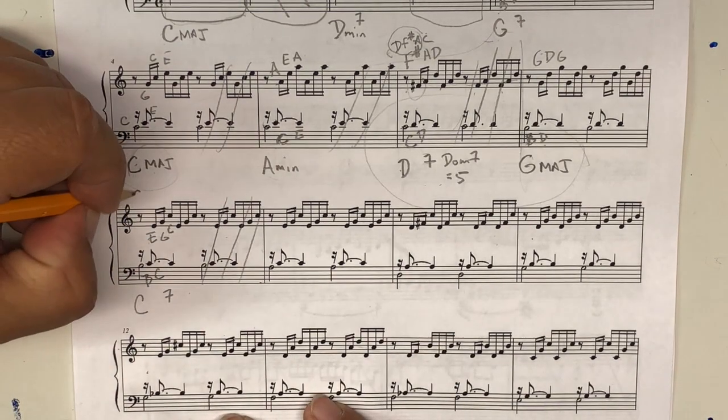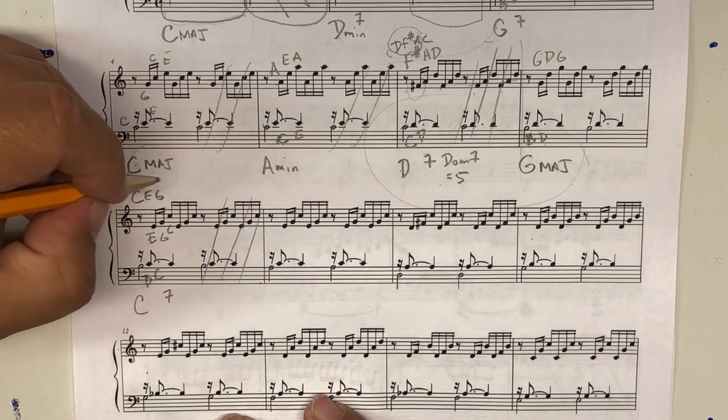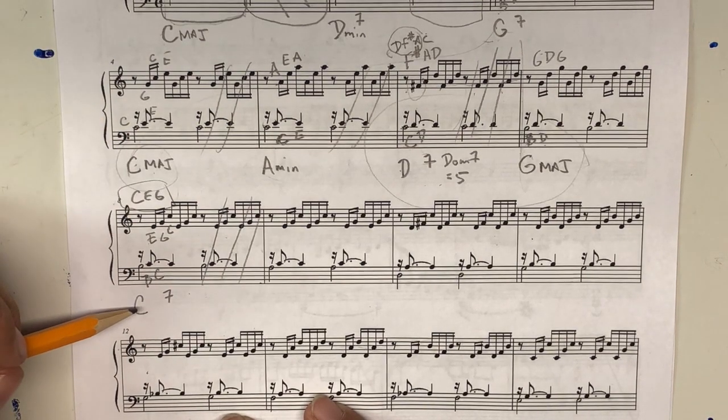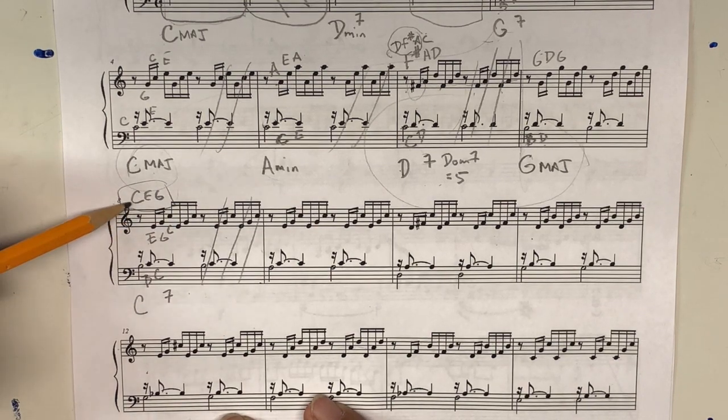Let's check that out for a minute. C, E, G is a major triad. That means this is a dominant chord, right? Or a major 7th chord, because only those 2 chords have major triads in them.